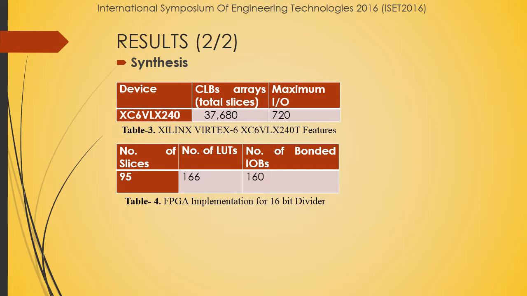The Verilog HDL code for division is then synthesized using the XC6VLX240T device of the Virtex 6 FPGA family. The implementation clock frequency is 10 MHz. The characteristics of the device are listed in table 3. Table 4 shows the total hardware required for the implementation in FPGA.